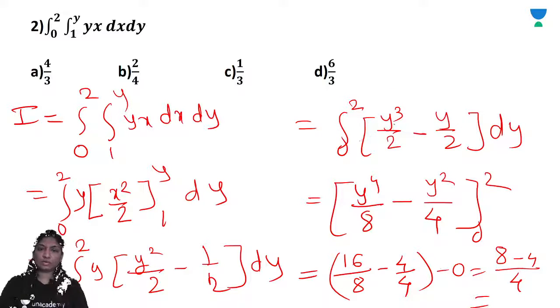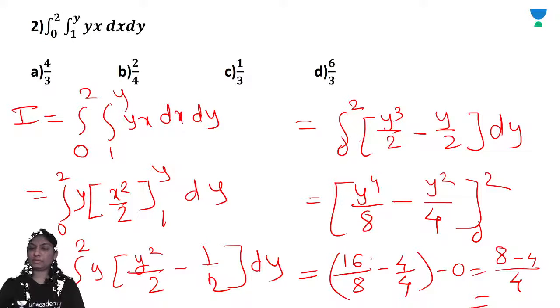So integral of y cube by 2 minus y by 2. Integrating this with respect to y, y raised to 4 by 8 minus y square by 2, into this 2. 2 raised to 4, 2 2s are 4, 4 2s are 4.